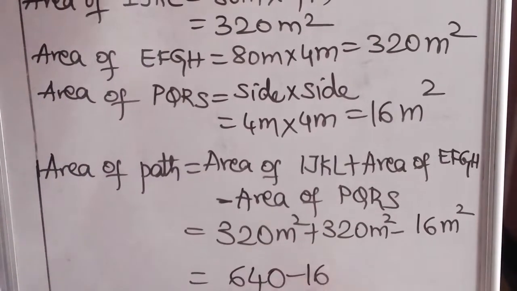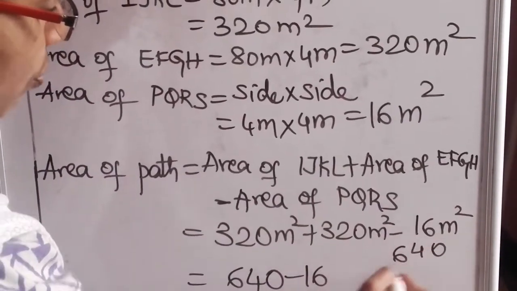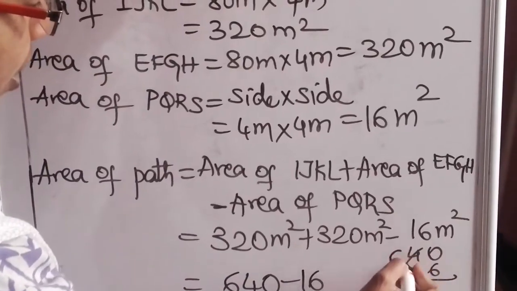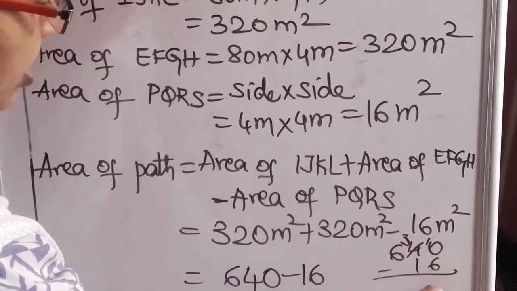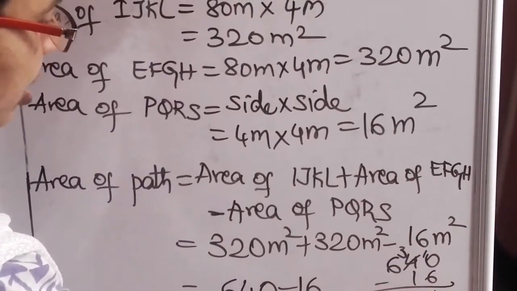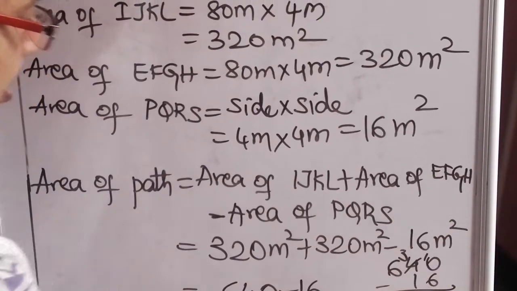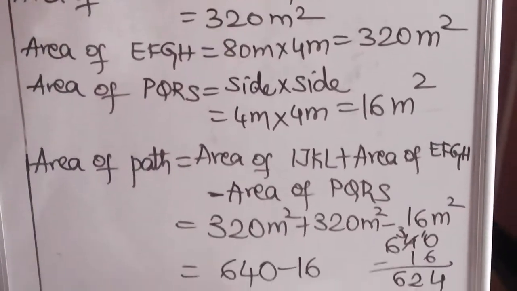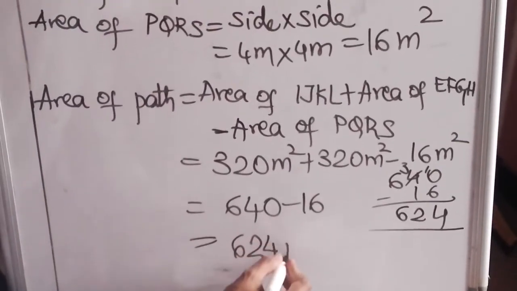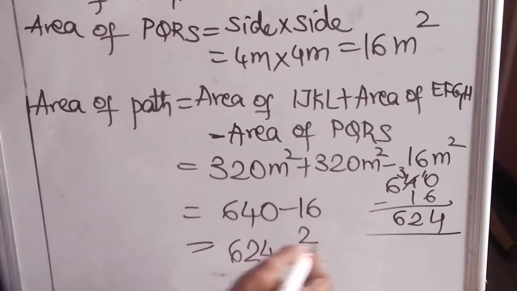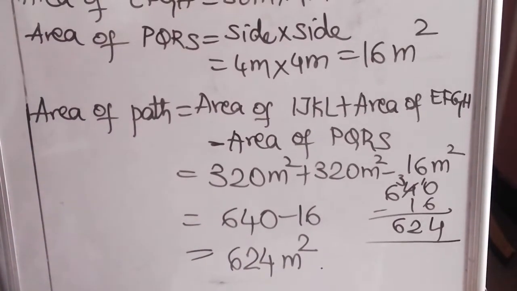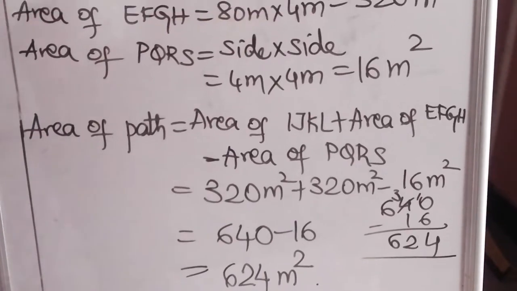640 minus 16. Let us subtract this in the rough column. This becomes 3. 10 minus 6 is 4. 3 minus 1 is 2. And this is 6. So you got the answer as 624 square meters. Understood this? Copy in your class workbooks, children.